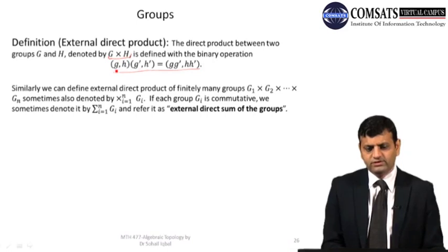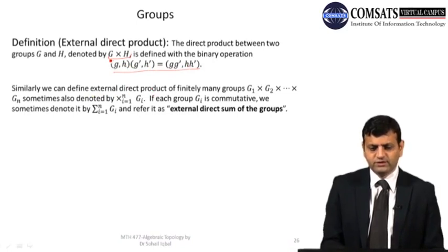Then we can multiply these two elements of G cross H in the following way. So multiply the first coordinates and multiply the second coordinates. Similarly, we can define the external direct product of finitely many groups. If we can do it for two groups, then we can also do it for finitely many groups.